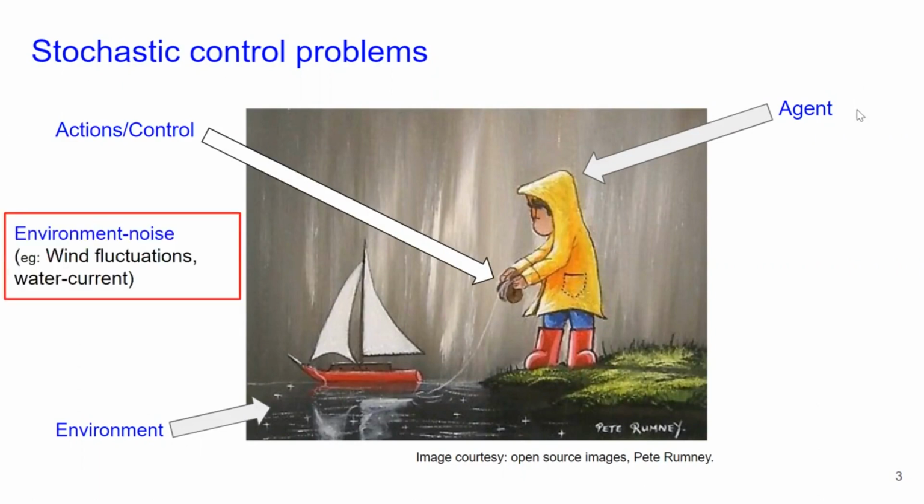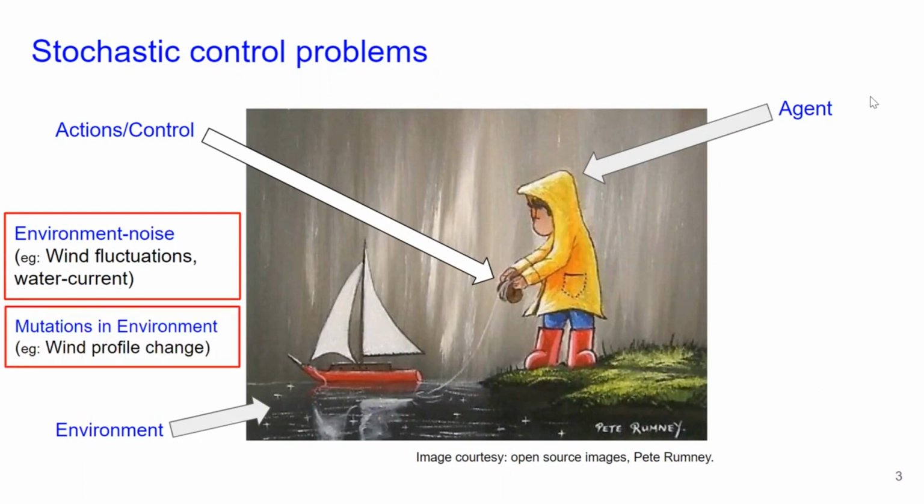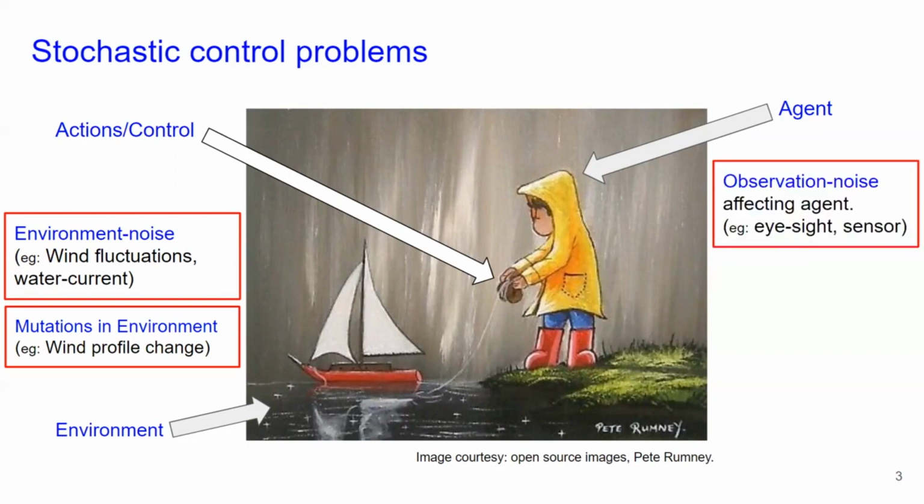But what makes this problem interesting are the noises involved. Firstly, we can have the environment noise that is responsible for fluctuations in the feedback from the environment. Then we can have mutations in the environment that are fundamental changes to the environment, and this forces the agent to adapt in order to make optimal decisions. Finally, we can have observation noise that affects the agent's sampling of observations from the environment. For example, it could be a biased sensor or bad eyesight.